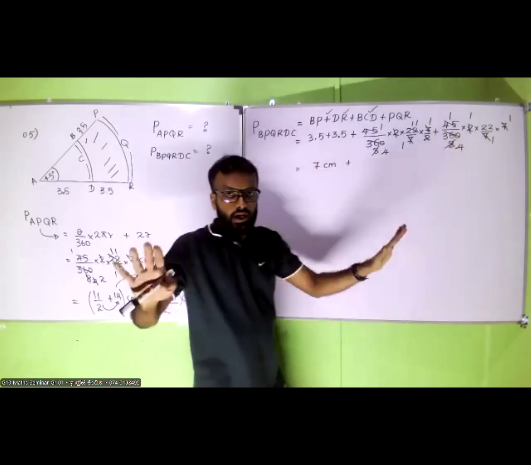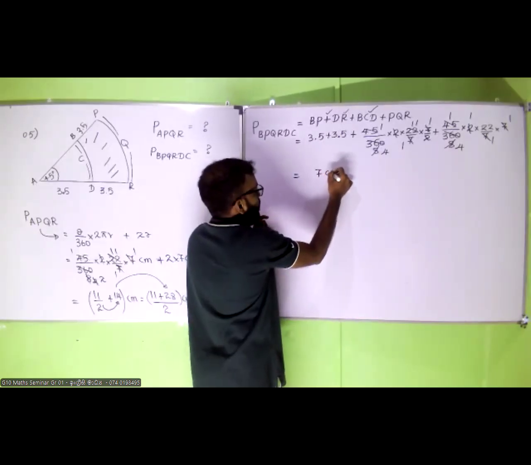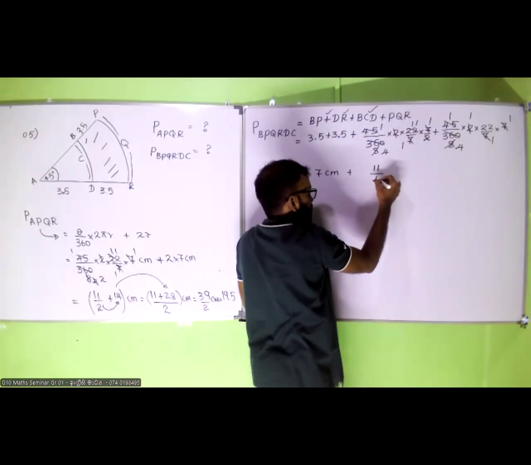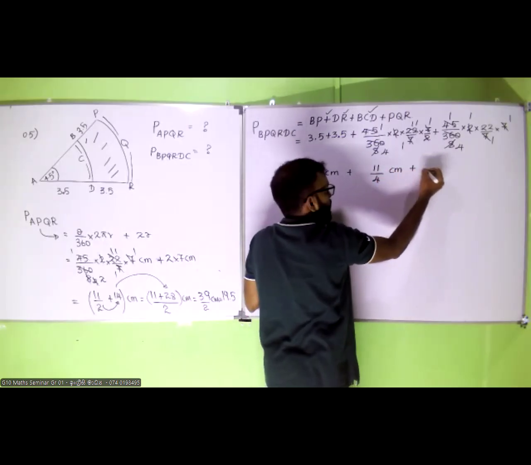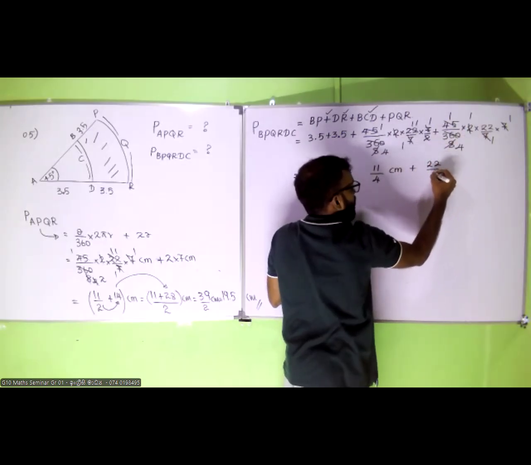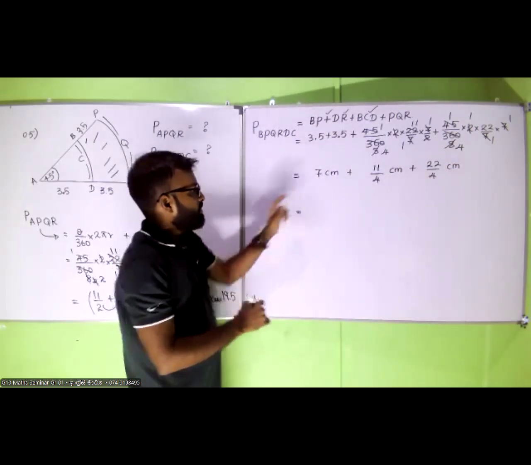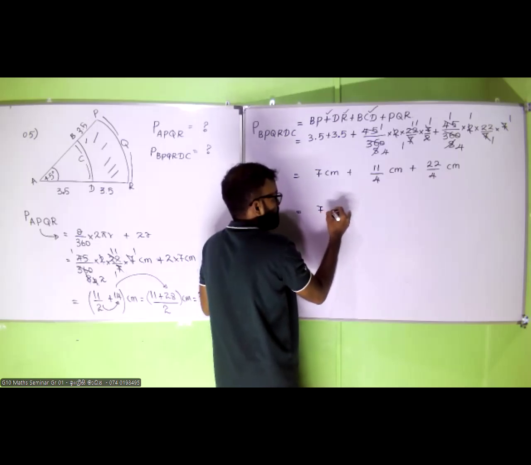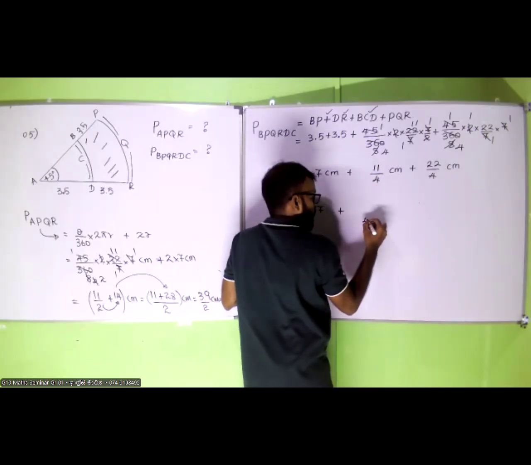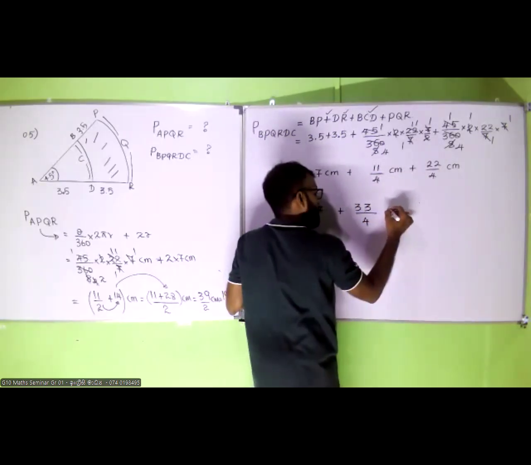4, 22, 4. Done. Now I will write this. 7 centimeters plus 11 divided by 4 centimeters plus 22. In the numerator you have 22 divided by 4 centimeters. What again? 7 centimeters. I am not going to use the centimeter term. Denominators are the same, 4. 11 plus 22, 33 centimeters.